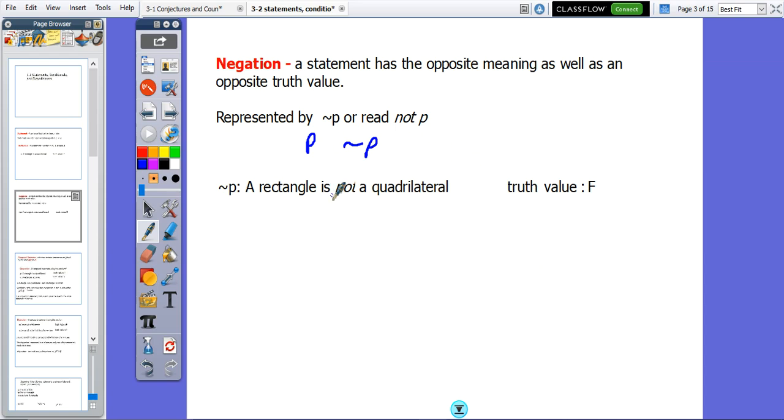Now the negation doesn't mean you're just putting in the word not. The negation means you're doing the opposite meaning. So if the original statement said, hey, a triangle does not have 3 angles, the negation is, this triangle does have 3 angles. So it changes that right there.